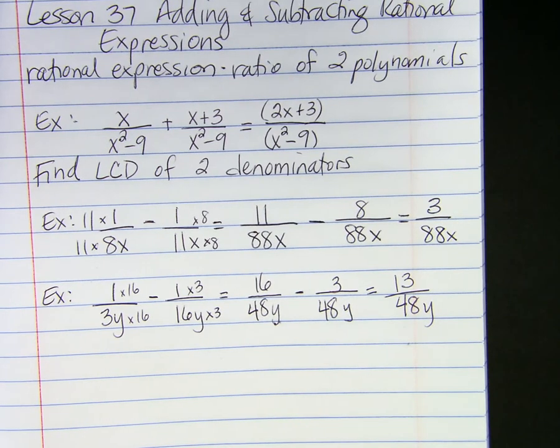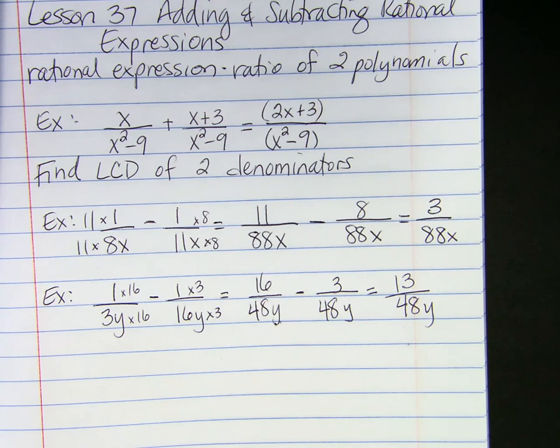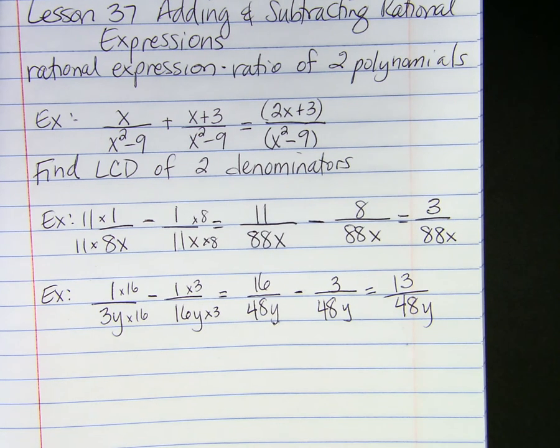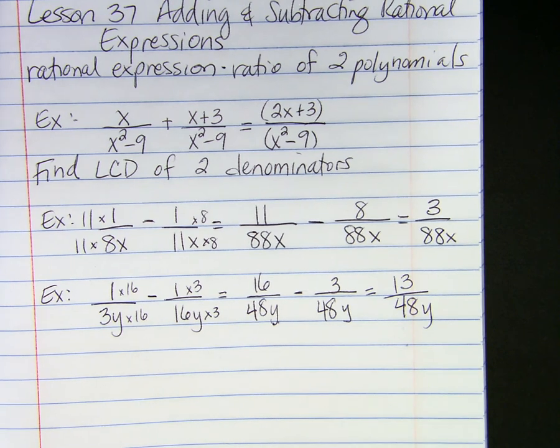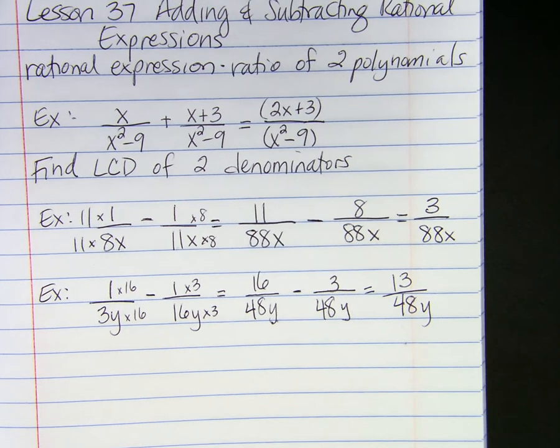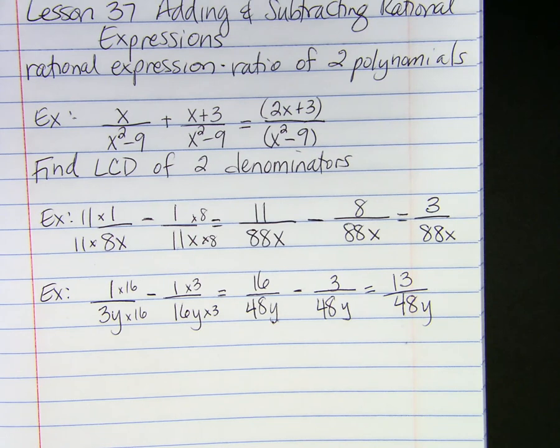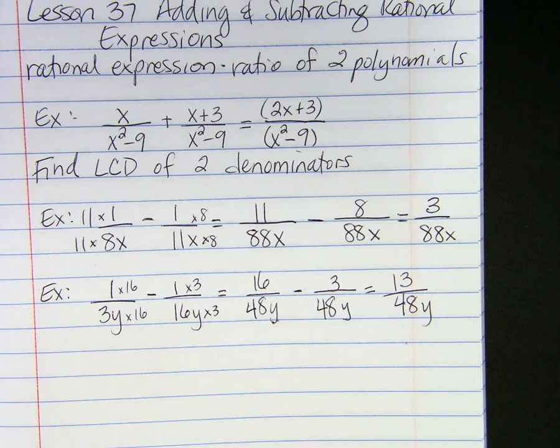Yes. Okay, so if it was 12 instead of 13, could you reduce further? If it was 12 over 48y? Yes. Then you would have 1 over 4y. You can reduce that. Okay, instead of doing more examples, we're going to do the lesson practice to get more examples in our notebook. So this is the end of this lesson tape.